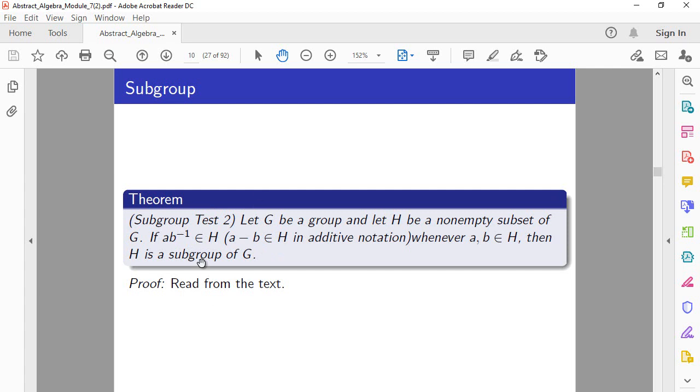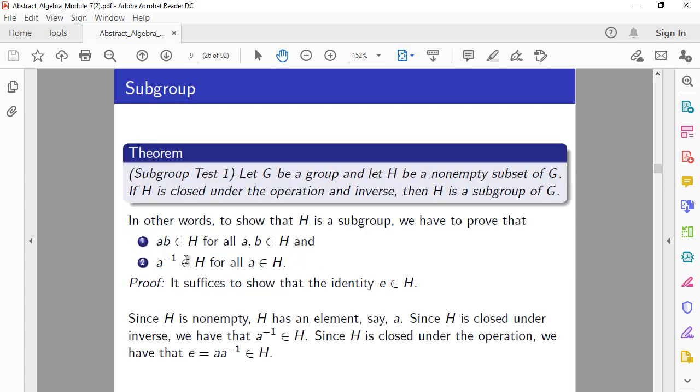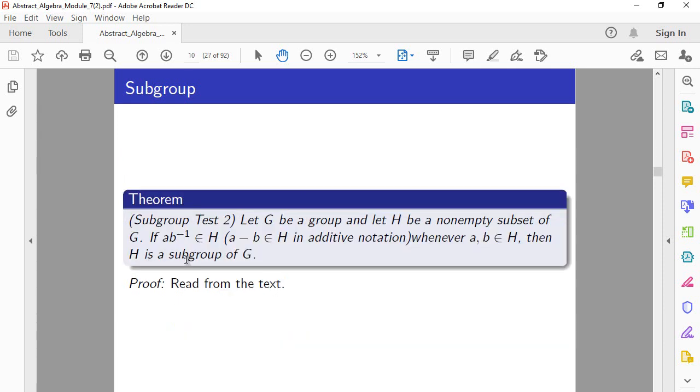Now, this is a one-step subgroup test. The previous one, you can call that a two-step subgroup test. This is a one-step subgroup test. And I'm not going to provide a proof of this. You can read it from the text. So this is simply saying that to show that H is a subgroup, you have to prove only one thing, which is AB inverse is in H whenever A and B are in H.